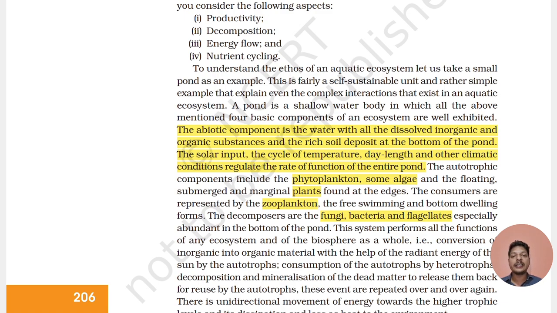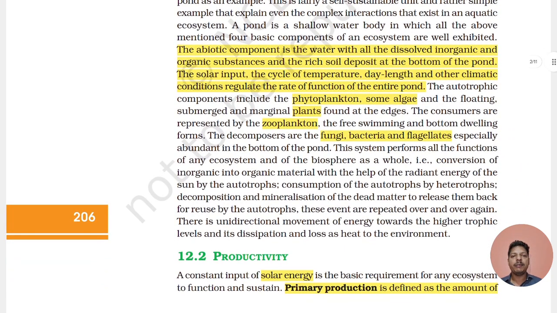The solar input, the cycle of temperature, day length, and other climatic conditions regulate the rate of function of the entire pond. The autotroph component includes phytoplankton, some algae which are floating or even submerged, and some marginal plants found at the edges. Then coming to consumers, there are the zooplankton, the free swimming and bottom dwelling forms. Then finally the decomposers include fungi, bacteria, and flagellates.